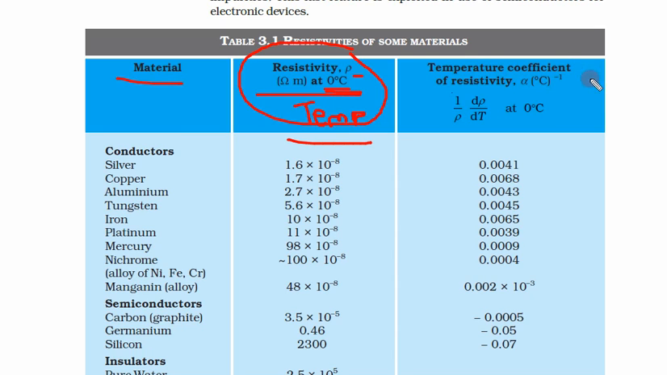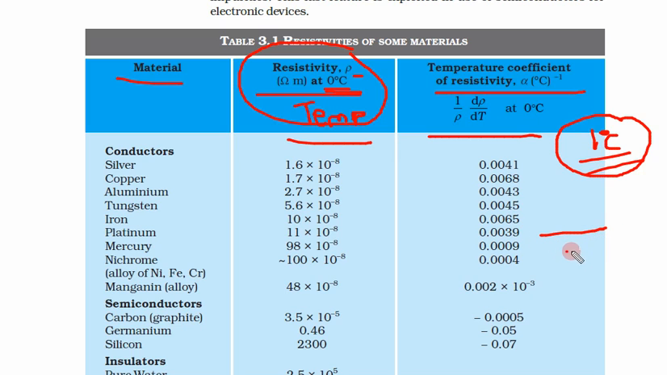Now there is another term called the temperature coefficient of resistivity, alpha. Alpha means: if we increase the temperature by 1 degree Celsius, how will the resistivity change? This is similar to the expansion coefficient in materials with temperature. If this was the length at temperature T, and we increase the temperature by 1 degree centigrade, its length increases.